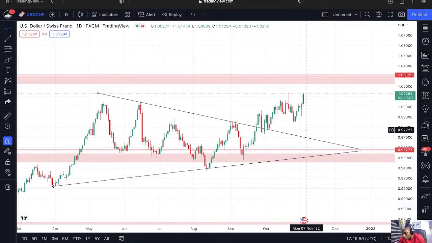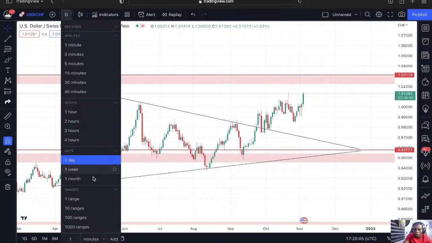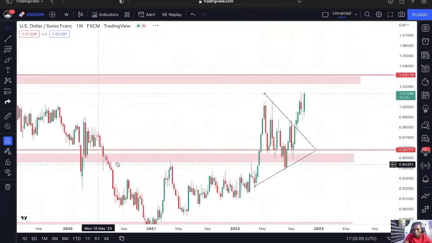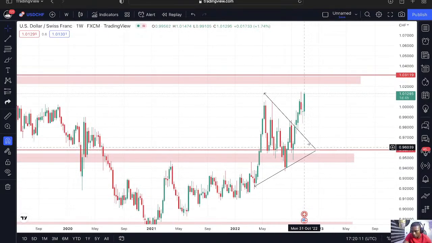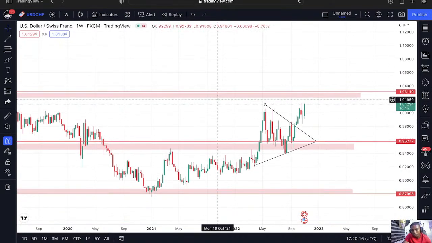Someone is asking, how can I get the weekly price level? To get the weekly price level, you can always just switch between time frames. So here is the weekly time frame now. It shows you the weekly charts. All right, you get the weekly price levels. That's it.